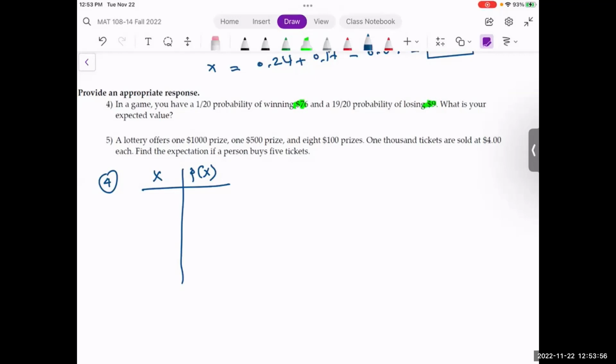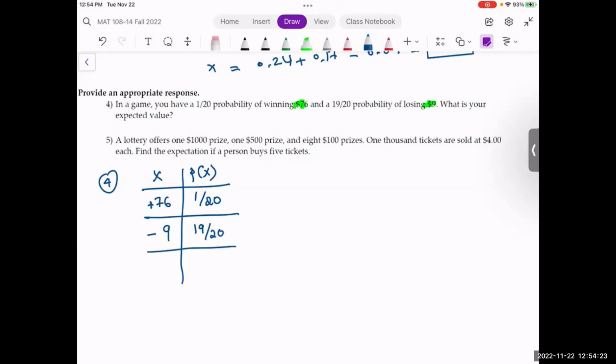So it can be a positive 76, or it can be what else? Paying attention? Minus 9, very good. And the probability of plus 76 is going to be 1/20, and the probability of minus 9 is going to be 19 over 20, right?